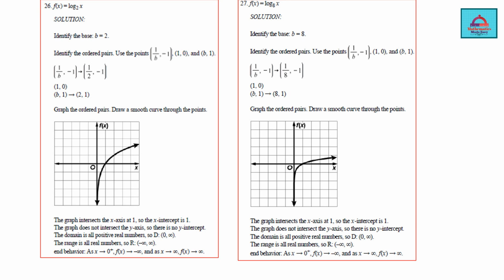Domain definitely is all positive real numbers because there is no negative value of x. There's no part of the graph on the negative side of the x-axis. It's all here. Therefore, the domain is 0 to infinity. Range is all real numbers, that means from minus infinity to plus infinity. As you can see, all y values are taken by the graph. End behavior: as x goes to 0 from the positive side, the graph is going down and down, so f(x) is going to minus infinity, and as x goes to plus infinity, the graph is going up and up, so f(x) is going to plus infinity. Both the graphs have the same values for the domain, range and end behavior.